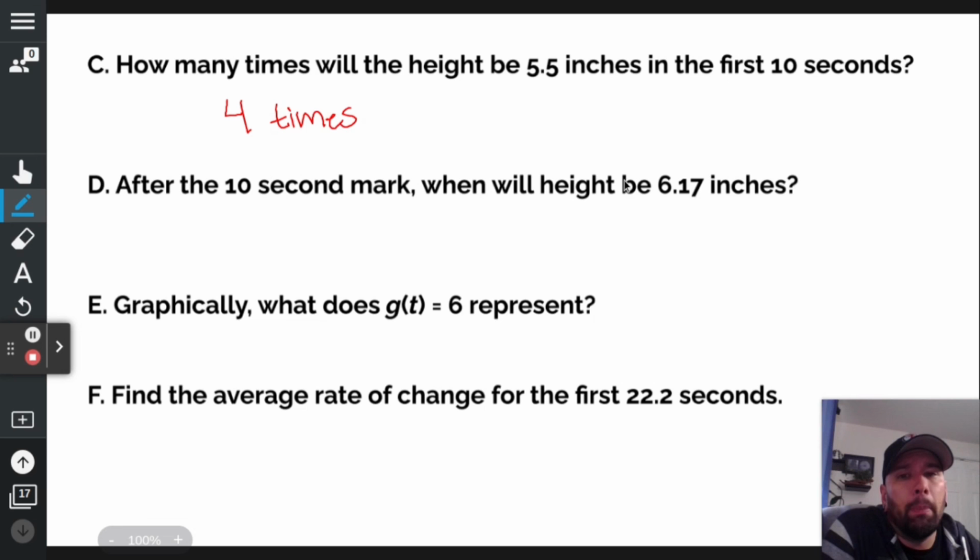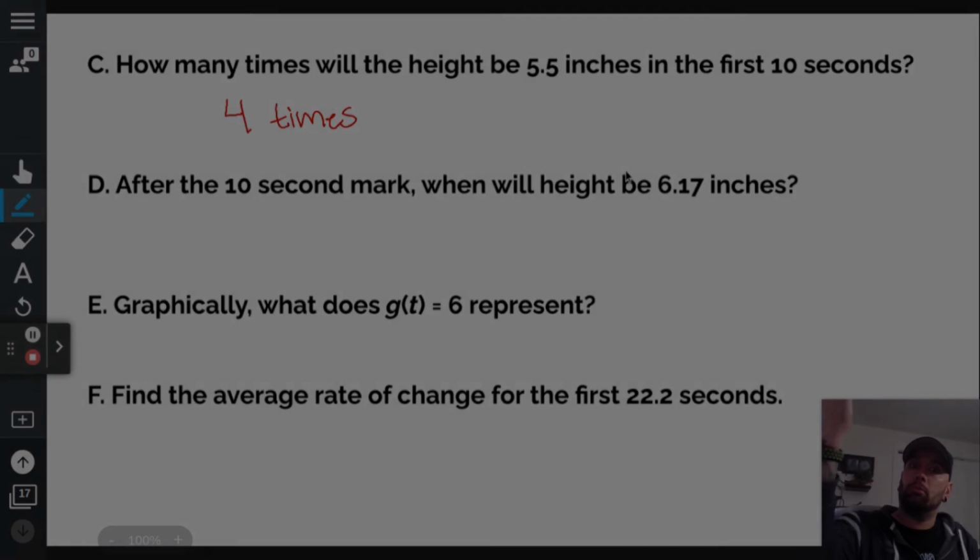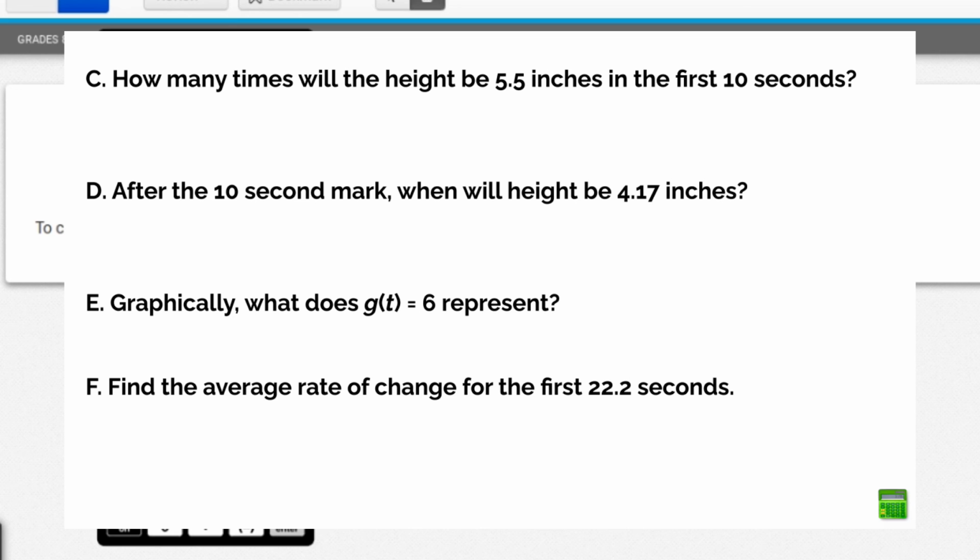After the 10-second mark, when will the height be 4.17 inches? In order for us to do this next one, if I care about what's going on after 10 seconds, I'm going to set my window to 10. I'm going to go back to y equals, and I don't care about 5.5 anymore. I care about 4.17. So now that I'm at 10 and I have 4.17, let's hit graph. And it happens pretty much right away.